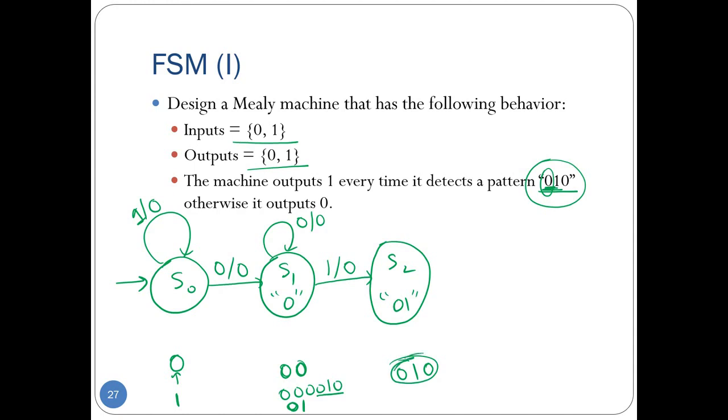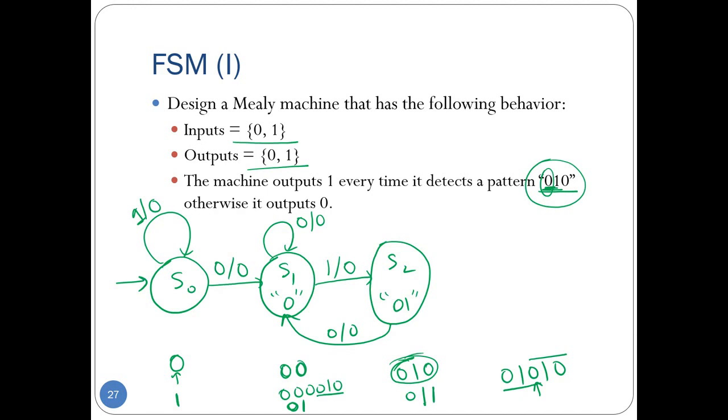So it is possible, if repeating patterns are allowed, that our patterns could look like this, right? So this is 1 0 1 0, and this is another 0 1 0. So this last 0 could also be the beginning of another pattern. So if we get a 0 here, we jump back to state S1 and we output a 0.